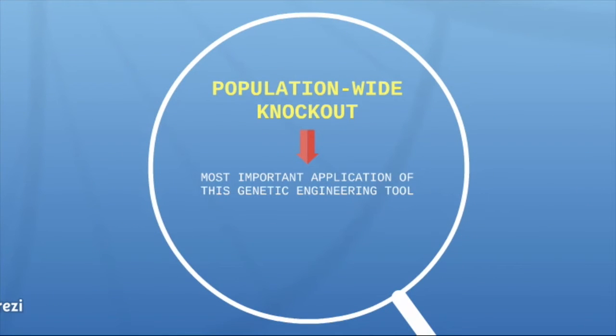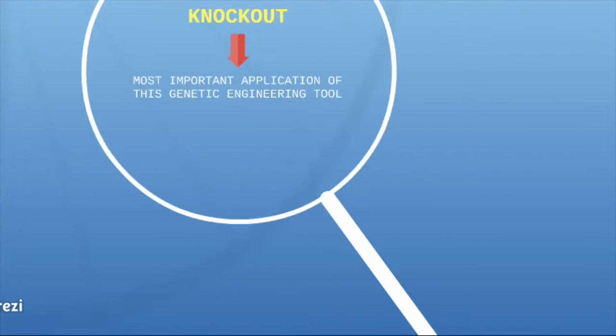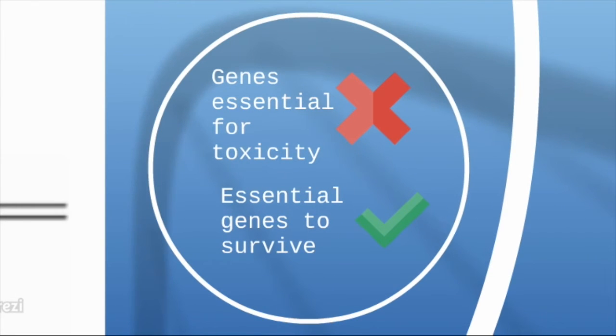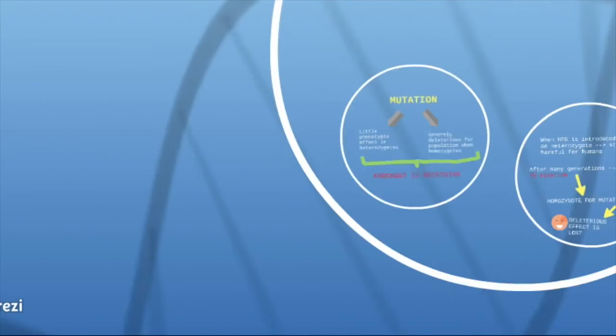The most important application of this engineering tool is the population-wide knockout. It consists of the knockout or elimination of genes present in noxious populations, for example for humans, so that we can obtain a non-noxious population, as the genes are responsible for the deleterious feature. As seen in the figure, knockout of genes consists of the insertion of a gene inside the open reading frame of the gene we want to silence, so that it is interrupted and no longer functional. The genes affected are essential for the toxicity of the population, but not to live, so the population is not lost.